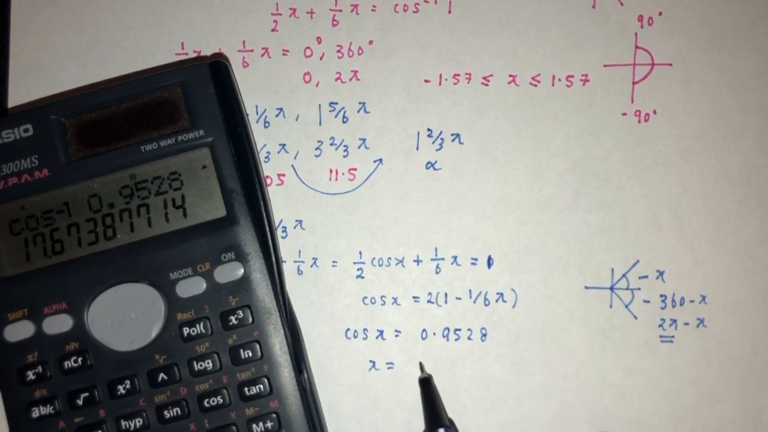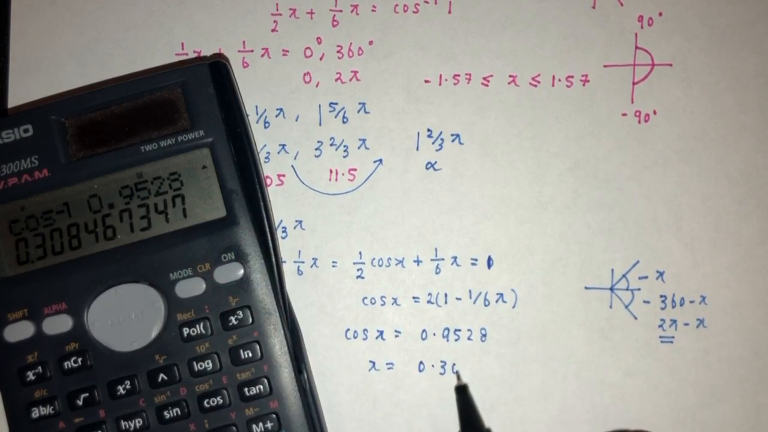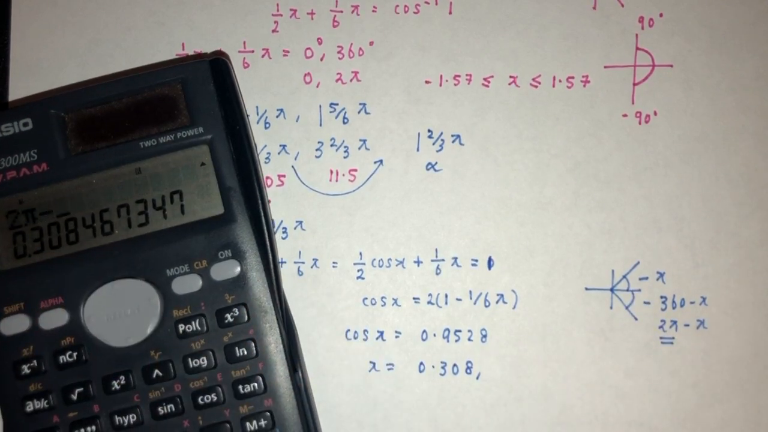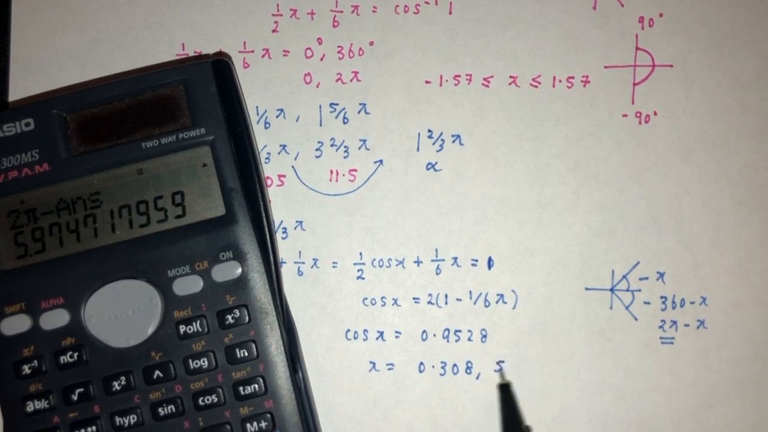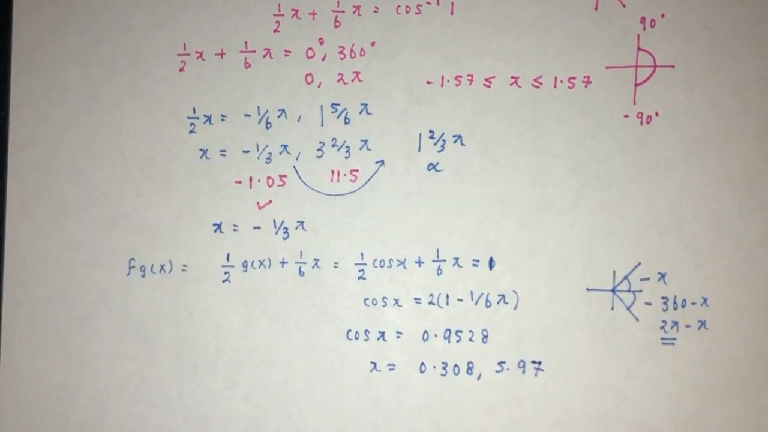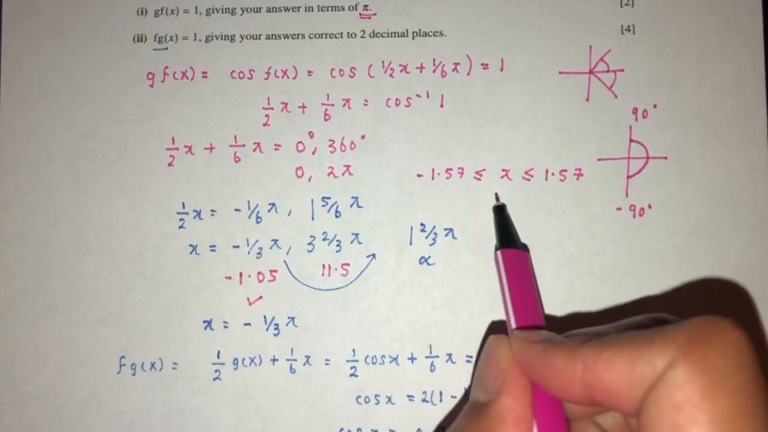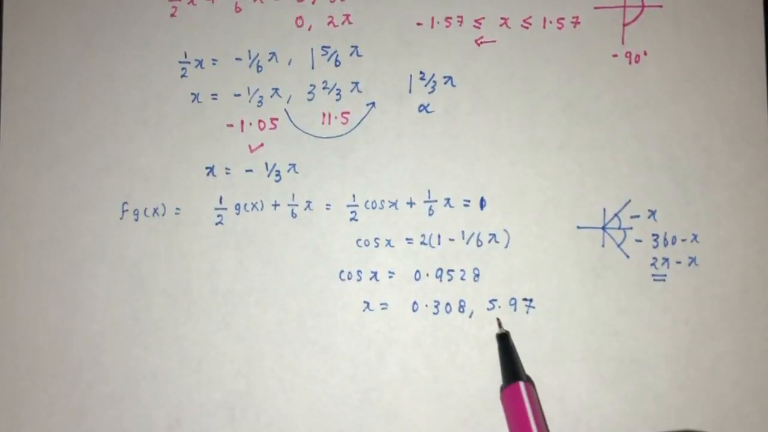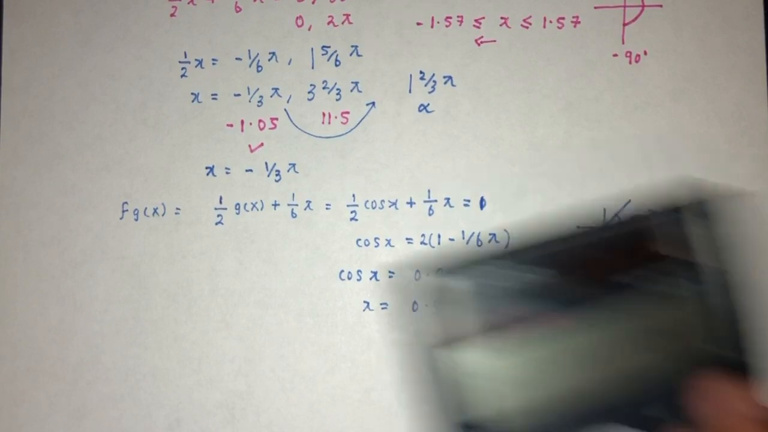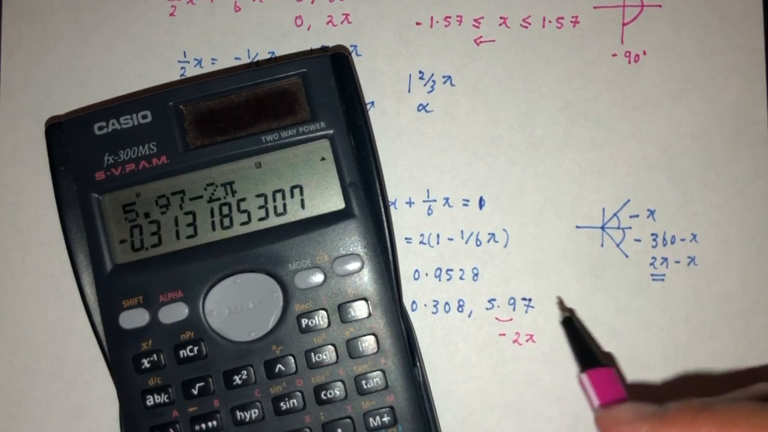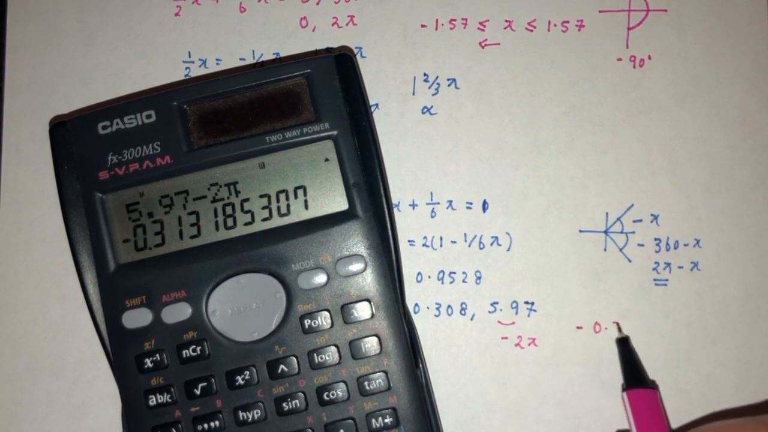That will be 0.308. That will be the value of x here, and this one will be 2 pi minus answer. That should be 5.97. Okay, so now what else? Now we have to check and see if we have the other angles which lie in the negative side. So let's try to minus 2 pi and see what happens. So 5.97 minus 2 pi, that will give you minus 0.313.